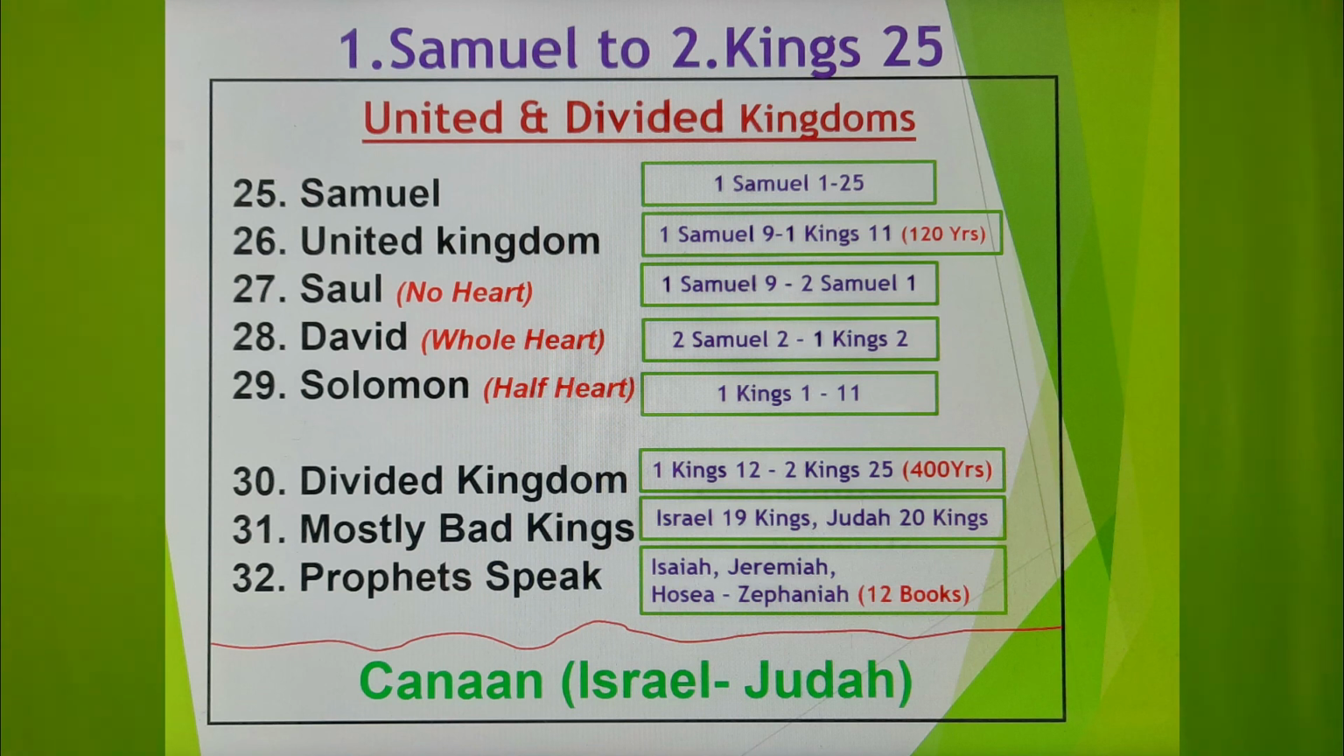Then Samuel is the man leading the judges period to the kingdom period, or the kings' period. What happened actually? Judges were ruling the land and Samuel was the last judge. This is the time the people came and requested Samuel, Prophet Samuel, we need kings like other nations.